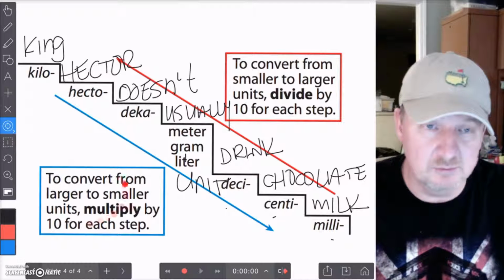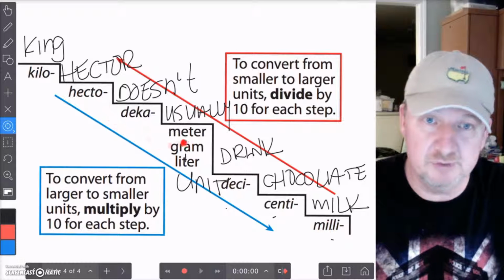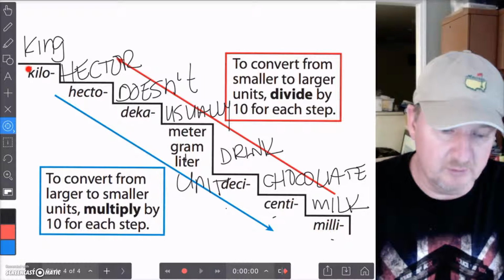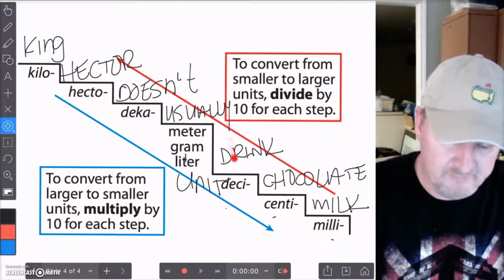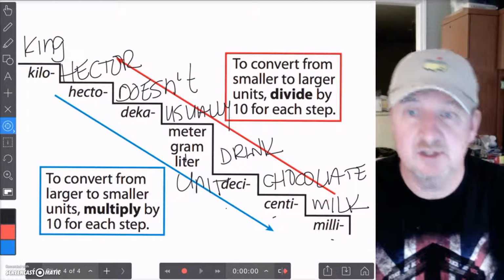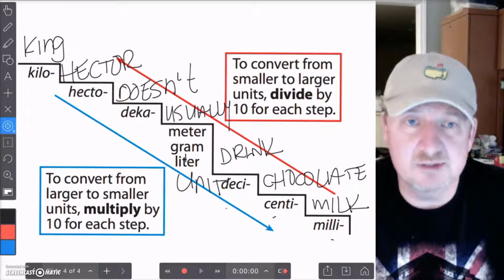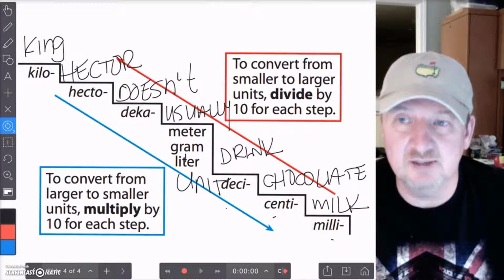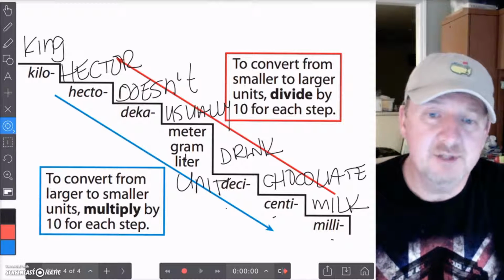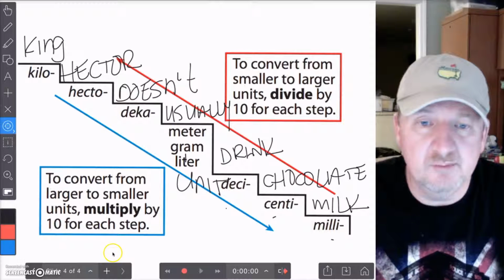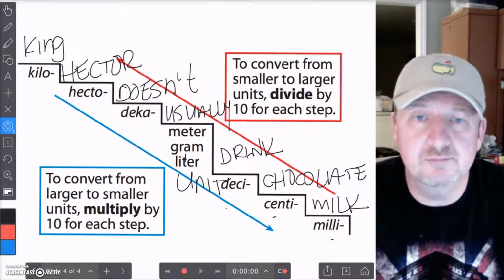And then the opposite holds true. If you're converting from a larger down to a smaller, you're going to move the decimal to the right for each step. So if I'm going from kilo all the way down to milli, I would go 1, 2, 3, 4, 5, 6 steps. So I would move my decimal to the right 6 places. Whatever the number is, you're just moving the decimal that number of places to the right. So that's an easy little way to remember how to convert your metric systems.